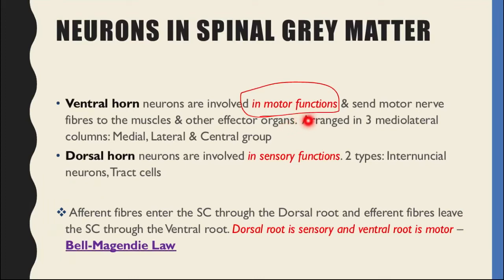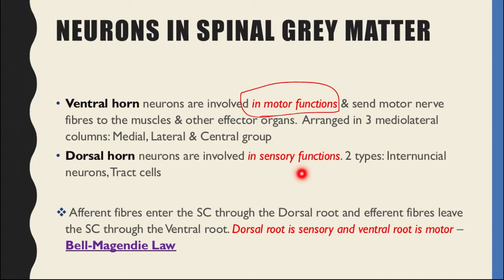And these motor neurons are arranged in 3 columns: medially, laterally and centrally. Now coming to the dorsal horn neuron, this dorsal horn is dominated by neurons that respond to sensory stimulation. All the incoming sensory fibers in the spinal nerve will enter the dorsolateral part of the cord, adjacent to the dorsal horn, in a dorsal root.